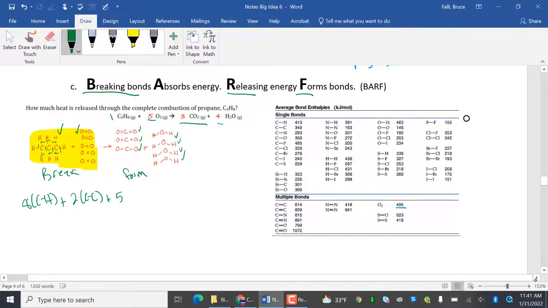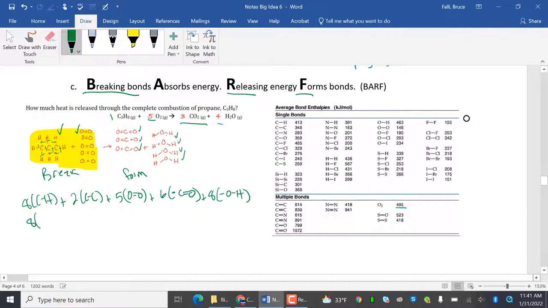plus 5 O double O's. Over here, I've got 1, 2, 3, 4, 5, 6. I've got 6 C double O's, but I'm going to put a negative sign here because I'm forming these. And then plus 8 times negative O to H.